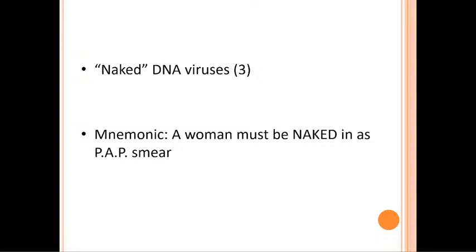Naked DNA viruses, meaning they don't have envelopes. This includes your PAP. Okay? Don't forget, a woman must be naked to have a pap smear. A woman really needs to undress when a pap smear is taken. That's our shortcut. PAP. What is that PAP? Papovaviridae, Adenoviridae, and Parvoviridae. Okay? Clear? Isn't that fast? We went through it quickly, no?